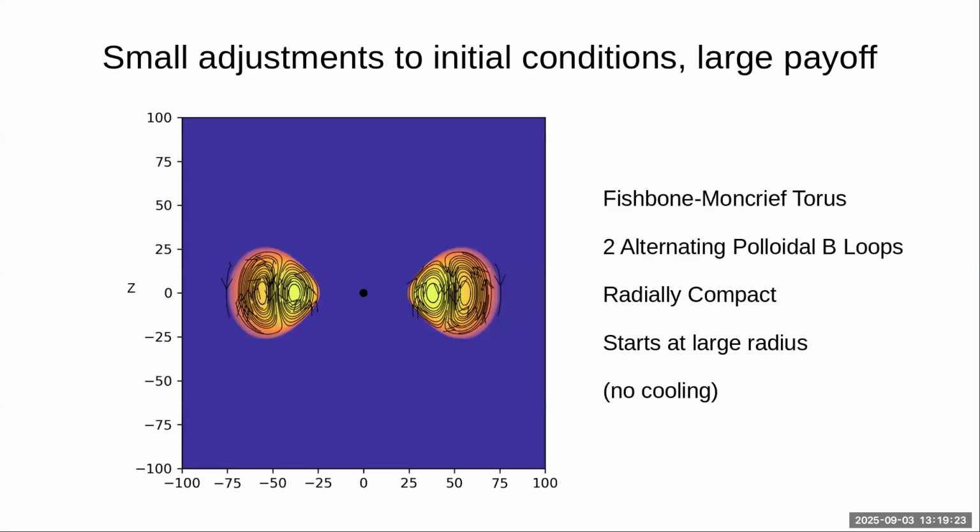So the initial conditions we use are not radically different than what people have used in the past, but we get qualitatively different results, and they are improved, I think, in some specific ways. For these simulations, we start with a Fishbone-Moncrief hydrodynamic equilibrium torus. That equilibrium state, of course, only applies to the gas. But we start with a weak field, in this case, two alternating magnetic loops.